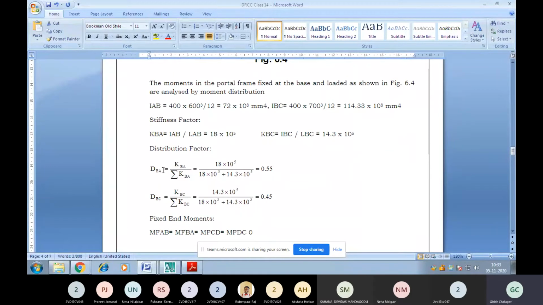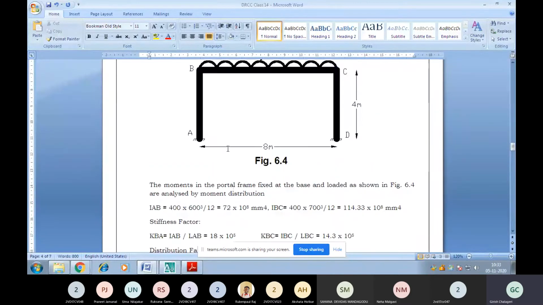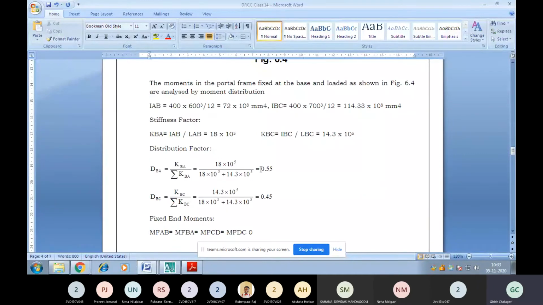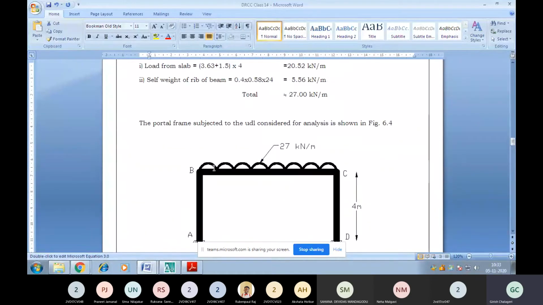So the distribution factor for column and for beam is the individual stiffness divided by the summation of stiffness. The individual stiffness is 18 into 10 raised to 5, and the combined is 18 plus 14.3 into 10 raised to 5. The distribution factors we got at joint B are 0.45 for the beam and 0.55 for the column. So this is the distribution factor we got.